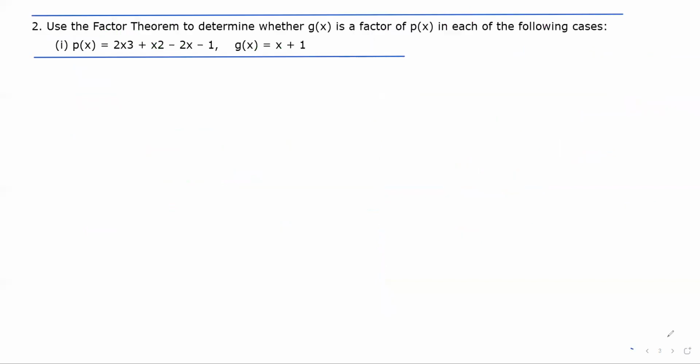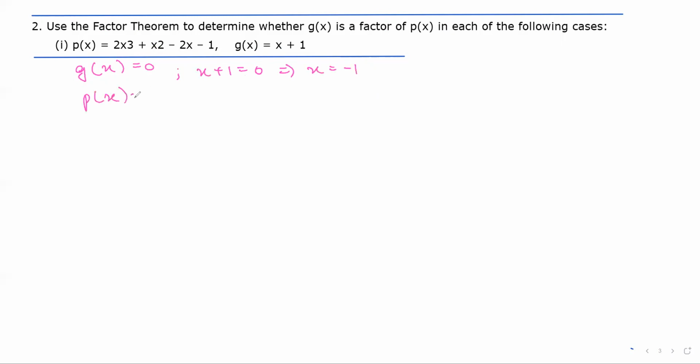Use the factor theorem to determine whether g of x is a factor of p of x in each of the following cases. Now, using factor theorem, we have to determine whether g of x, the second value, is a factor of p of x, given first value, or not. Same problem. First, you'll equate g of x with 0. Then, x plus 1 will be equal to 0, which implies x is equal to minus 1.